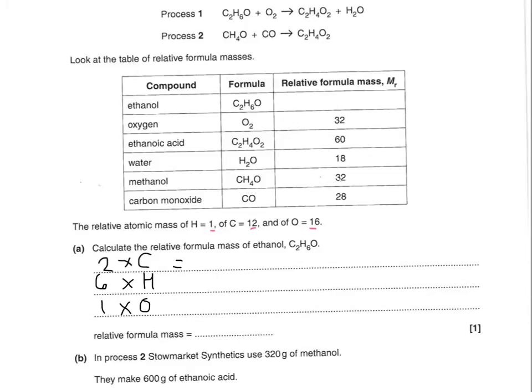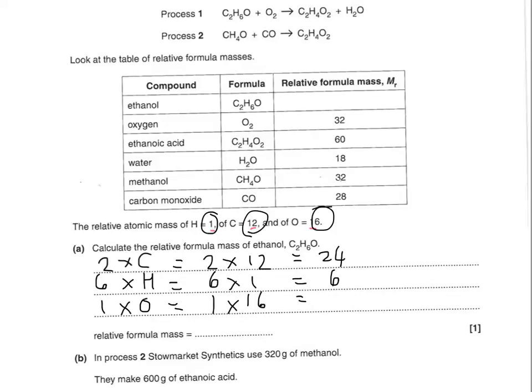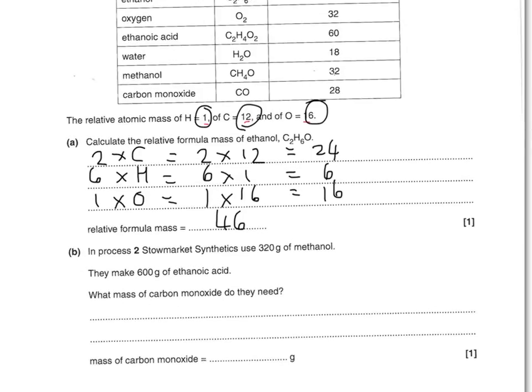So carbon weighs 12 for each one, so that's 2 times 12. Hydrogen weighs 1 each one, so that's 6 times 1. And you've got 1 oxygen, so that's 1 times 16. So that equals 24 plus 6 plus 16, so that equals 46 if you add all that up. Then in process 2, Stowmarket Ethics use 320 grams of methanol. They make 600 grams of ethanoic acid. What mass of carbon monoxide do they need?